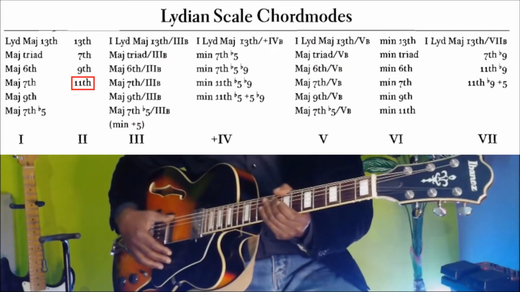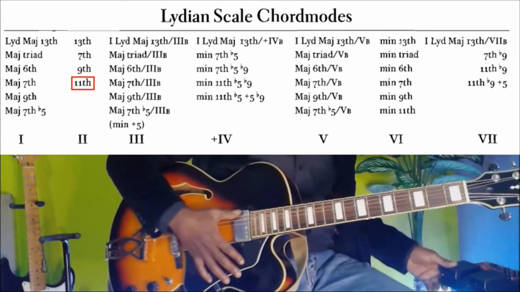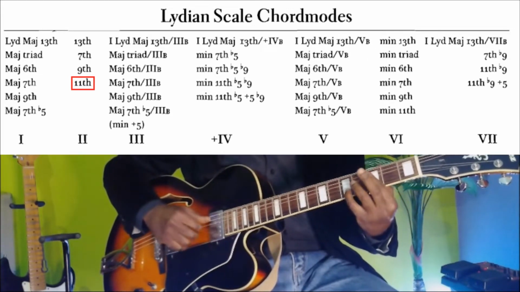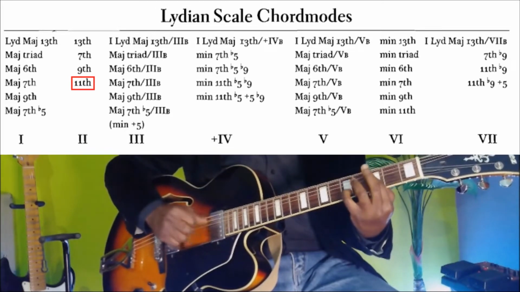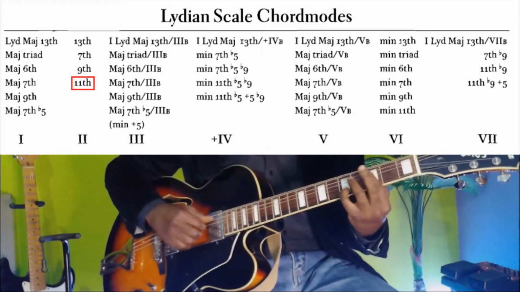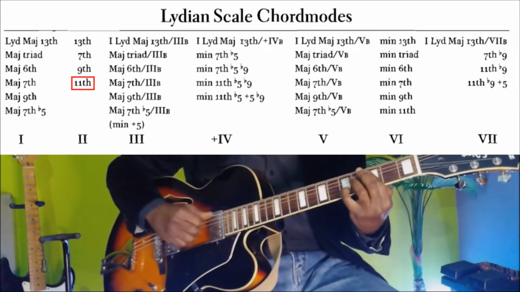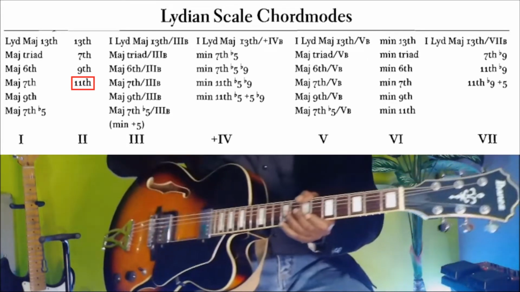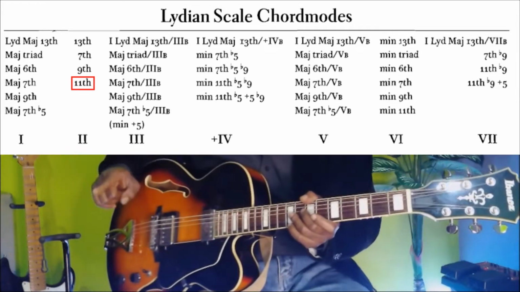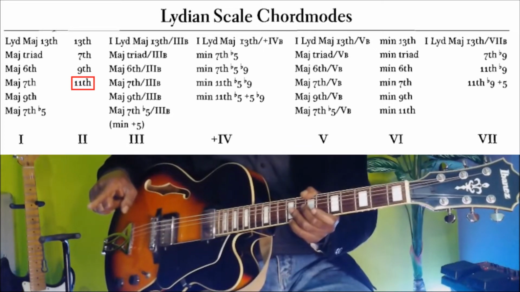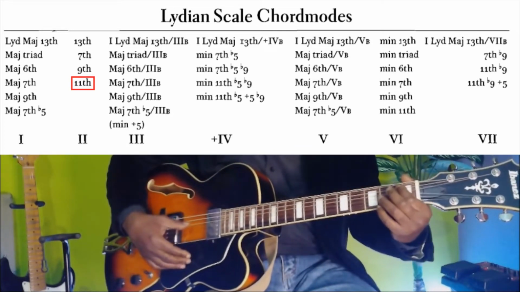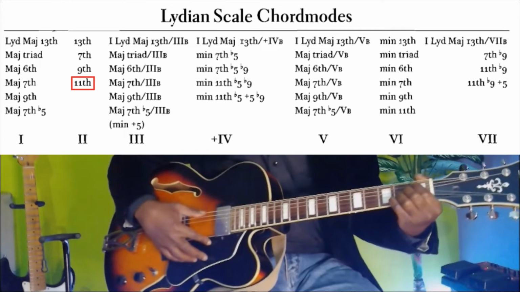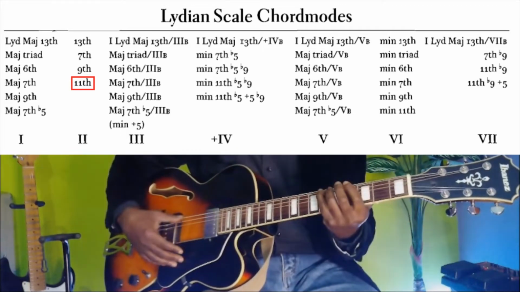Now, I've read the G11. Just a plain Lydian, so we just simply have to play B flat Lydian.